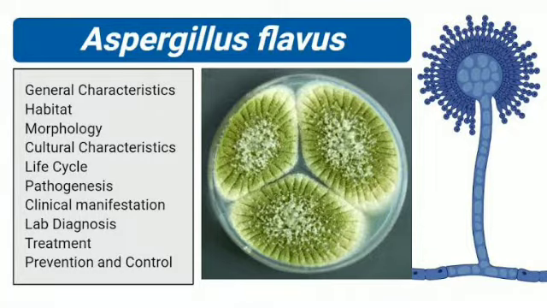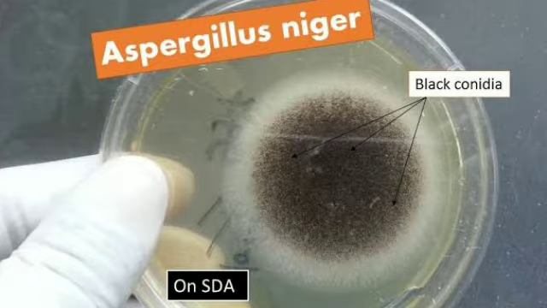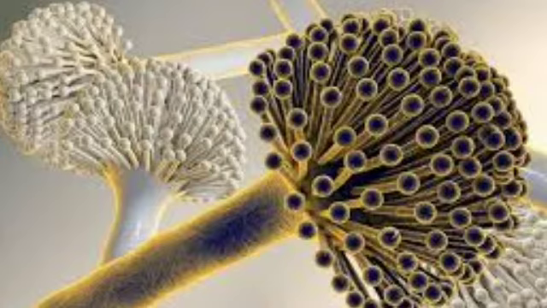Aspergillus flavus prefers to grow on stored food, for example groundnut, cashew nut, etc., and fodder. It secretes toxic substances known as aflatoxins. Aflatoxins are carcinogenic, that is, they develop cancer. Aflatoxin causes mainly liver cancer. Another organism is Aspergillus niger, known as the weed of the laboratory, and it produces citric acid.